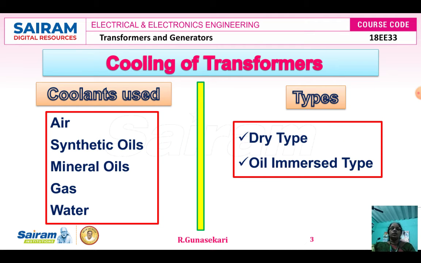Then what are the coolants used in the cooling of transformers? Air, synthetic oils, mineral oils, gas, water. These are the materials used as a coolant in the cooling methods. Then types of transformer. There are two types of transformer. One is dry type transformer, another one is oil immersed type of transformer.